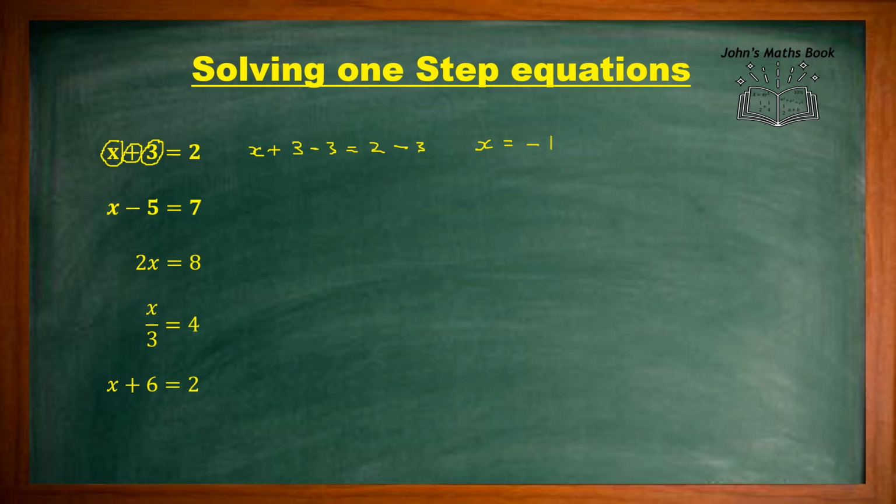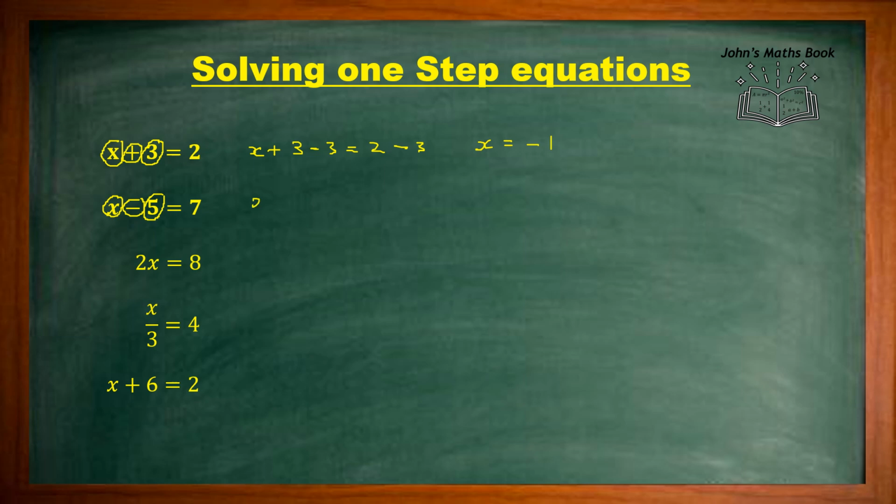So let's look at another example. x minus 5 is equal to 7. In this case, the variable is x, the operation is subtraction, and we're subtracting 5 from x. So we need to do the opposite of subtraction, which is addition. So we need to add 5 to the left hand side and to the right hand side.